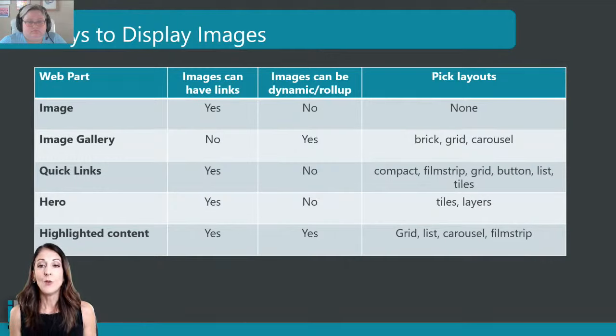First of all, the image web part is really just an image that you want to display on a page. This image can have a hyperlink, which means when you click on the image, it takes you somewhere. It's not going to be dynamic. It is going to be just whatever image you pick, and it's always going to be that image. It's just going to take you to whatever hard-coded hyperlink you set up in the web part settings. It doesn't have any layouts. It does have a little overlay text that you can do.